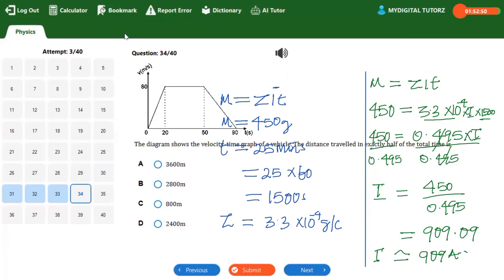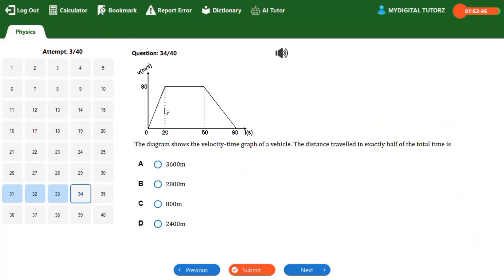So moving on to the next question, which is question 34. The diagram above shows the velocity time graph of a vehicle. The distance traveled in exactly half of the total time is. So we're looking for the distance traveled in half of the total time.